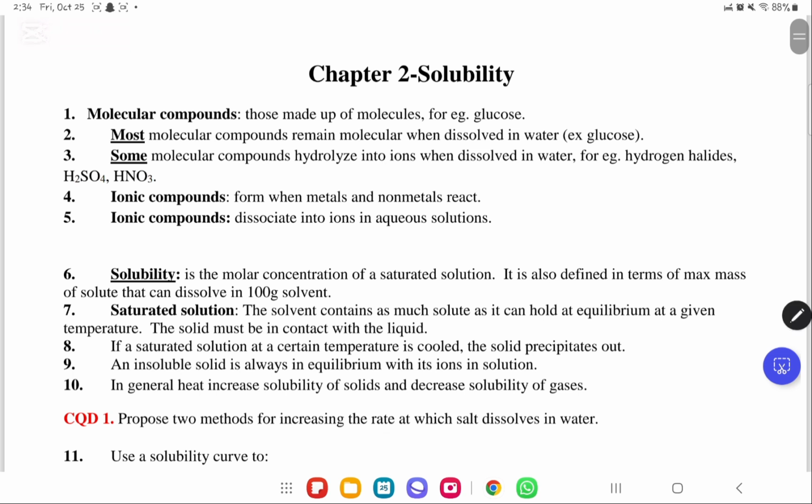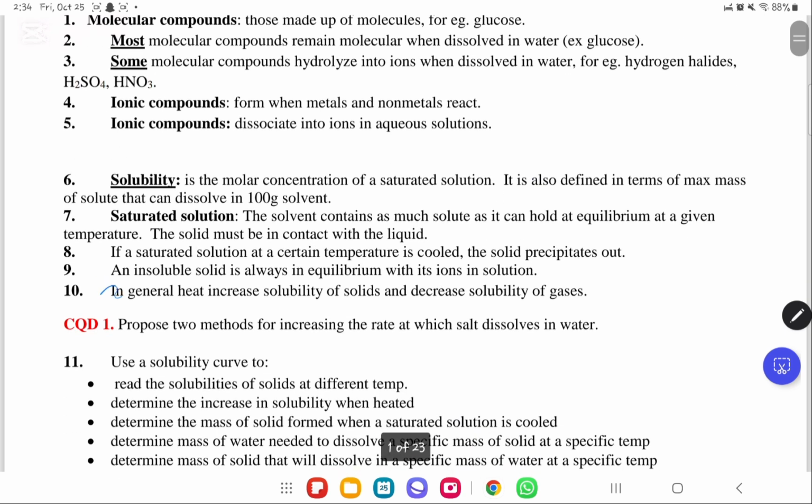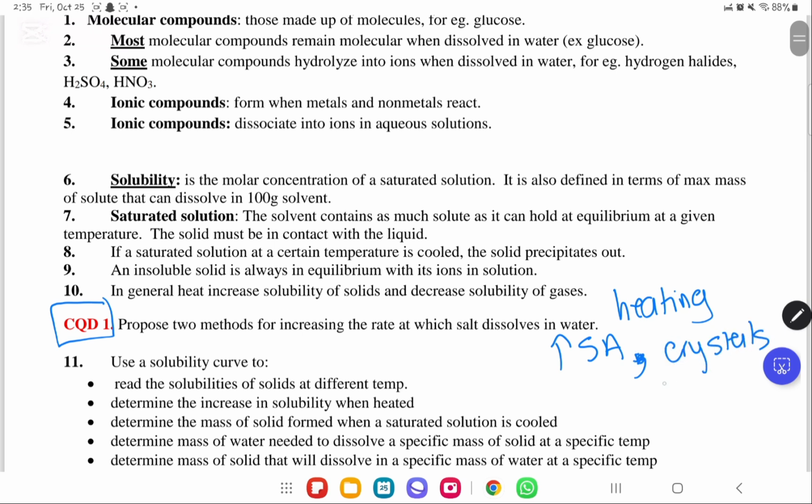So let's start. CQD number 1. Propose 2 methods for increasing the rate at which salt dissolves in water. Okay, I will give you the 2 methods, then I will add an extra information, okay? We have heating as the first method, and the second method is increasing the surface area. If you increase the surface area, what happens? Crystals become smaller. Okay, now these are 2 factors which increase the rate at which salt dissolves in water.